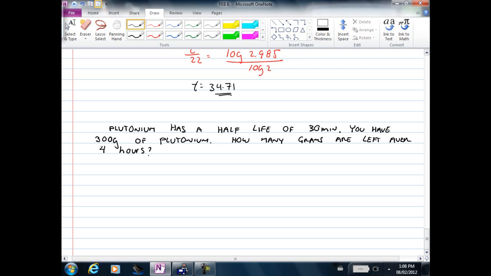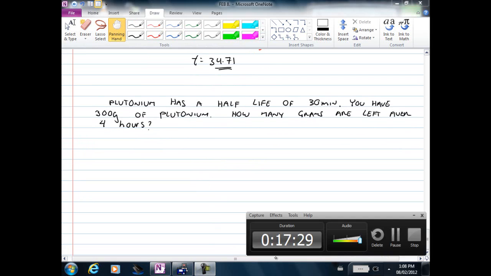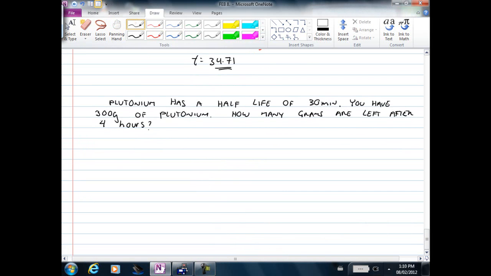Plutonium has a half-life of 30 minutes. You have 300 grams of plutonium, so which means every half an hour it decays to 50%, 50%, 50%. I know you can probably do a calculation on this using a simple spreadsheet, but try to use a mathematical formula for this. There's a twist to this problem. I'm going to pause it. If you're stuck right off the bat, let's just write down my formula. I know this is type 3. A equals P R to the power of T over N.